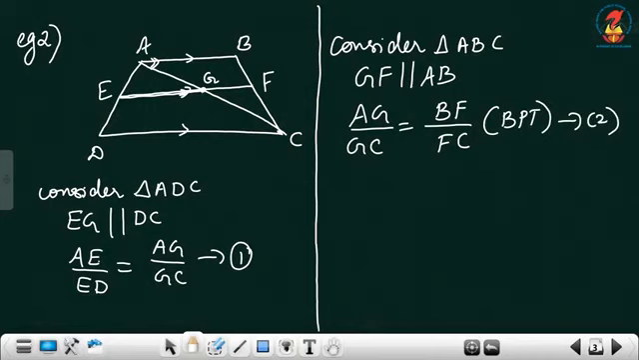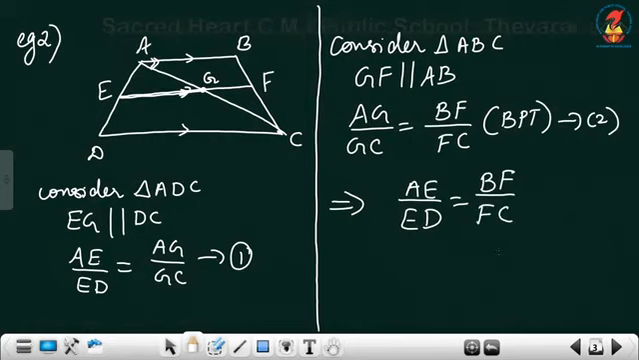So, AE by ED is equal to AG by GC, and here AG by GC is equal to BF by FC. This implies that AE by ED is equal to BF by FC. This is the required result.